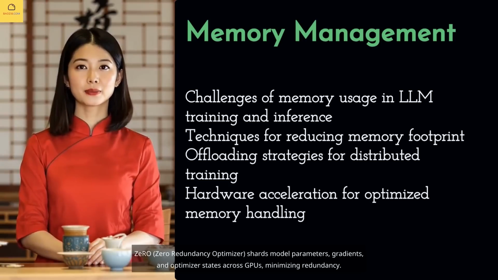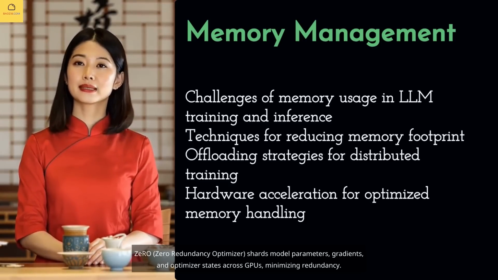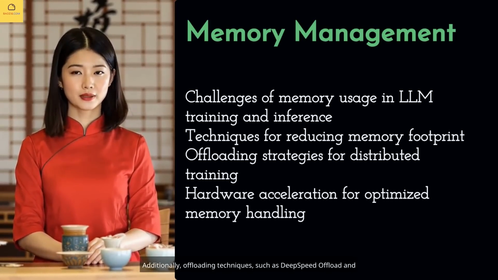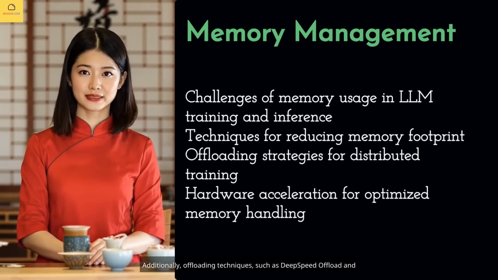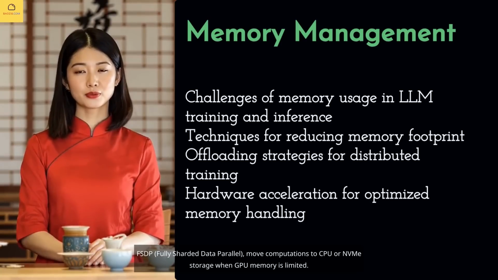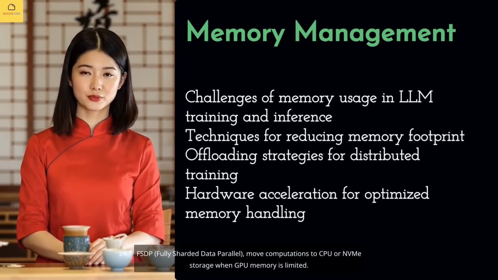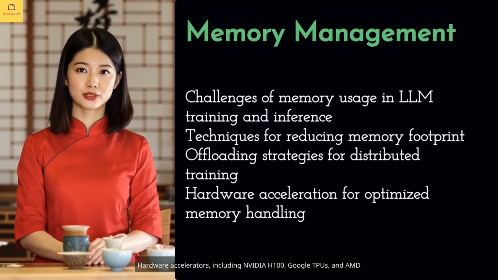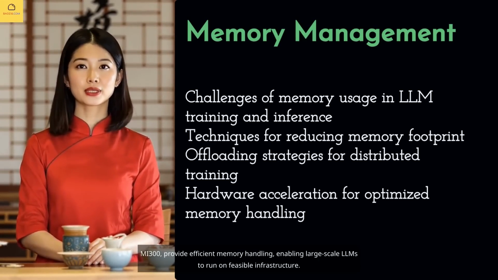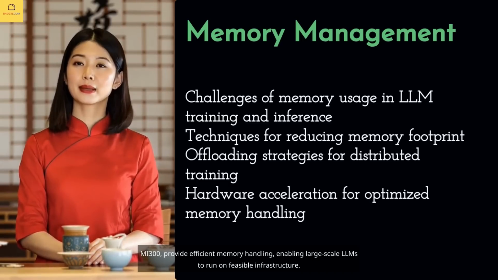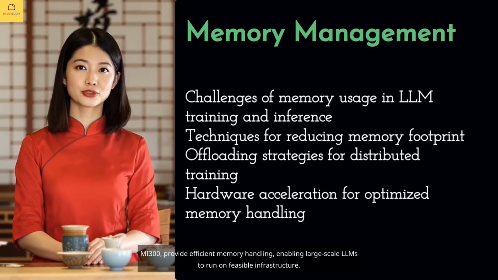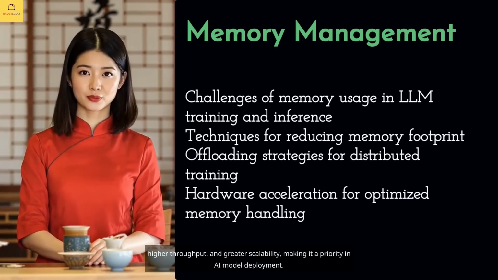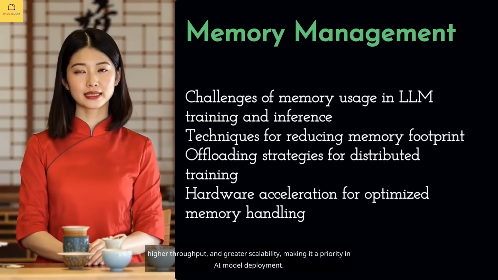Zero redundancy optimizer shards model parameters, gradients, and optimizer states across GPUs, minimizing redundancy. Additionally, offloading techniques, such as DeepSpeed offload and FSDP, fully sharded data parallel, move computations to CPU or NVMe storage when GPU memory is limited. Hardware accelerators, including NVIDIA H100, Google TPUs, and AMD MI300, provide efficient memory handling, enabling large-scale LLMs to run on feasible infrastructure. Efficient memory management directly translates to lower costs, higher throughput, and greater scalability, making it a priority in AI model deployment.